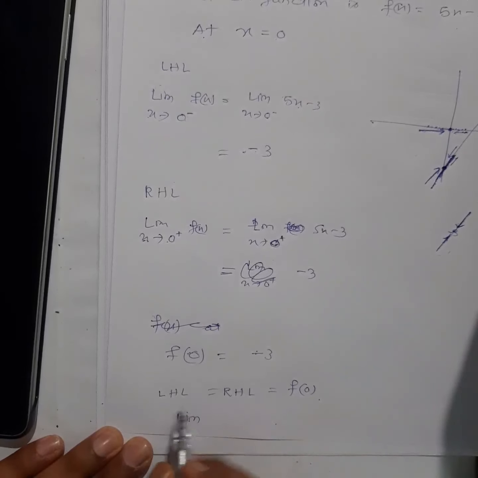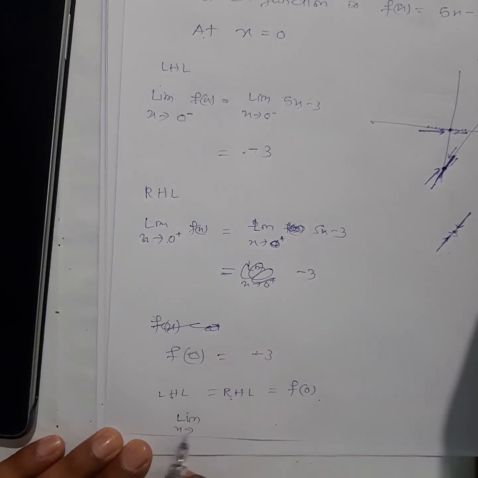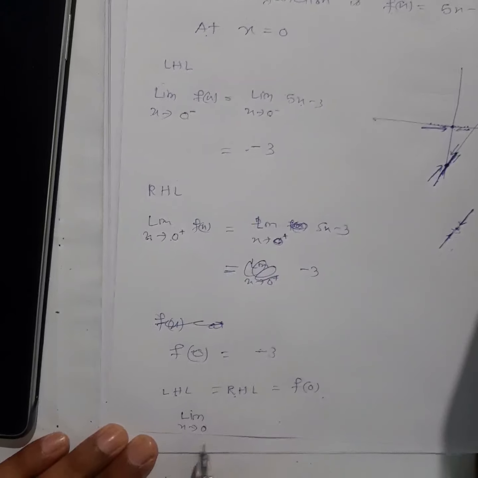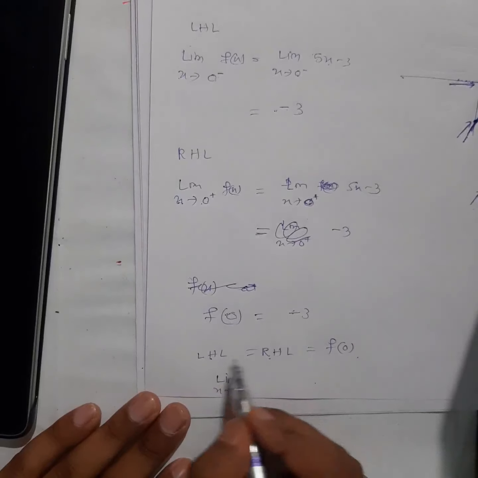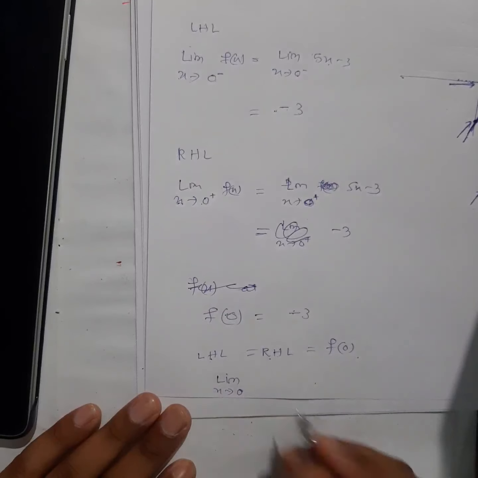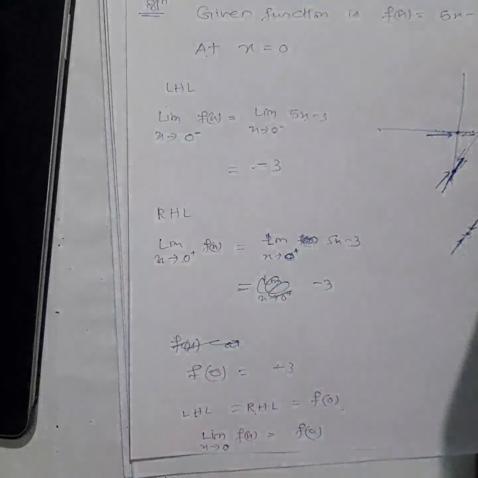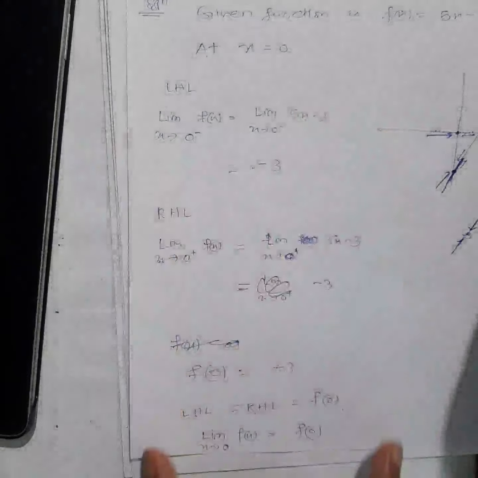Simply, if you write down left hand limit and right hand limit, whenever they are equal, I can directly write x tends to 0. Instead of writing minus and plus, I can write directly 0. When I write like this, it means the left hand limit and right hand limit are the same, and f(x) is equal to f(0). This is the presentation.